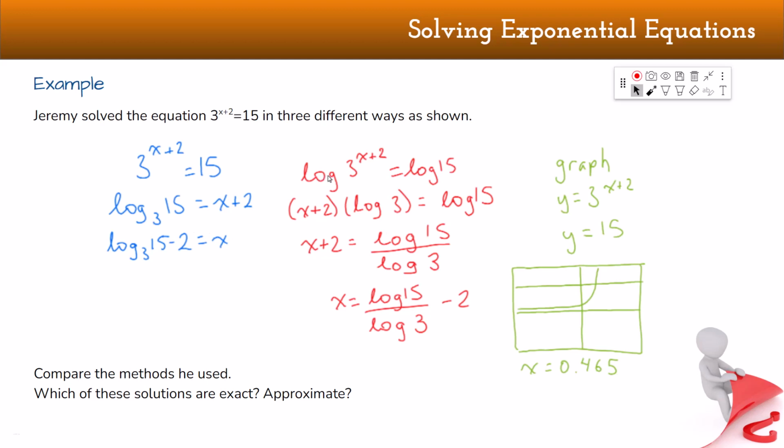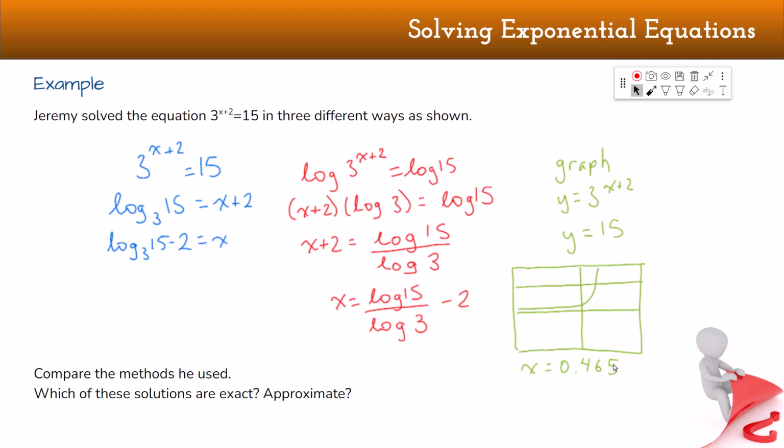This one here, he brought the x plus 2 down to the front and then divided the right side by log 3, and then subtracted the 2 from both sides to get this. The last way he did it is he graphed both sides of the equation. So y equals 3^(x+2) for Y1, y equals 15 for Y2, and found the intersection with a point of x equals 0.465.